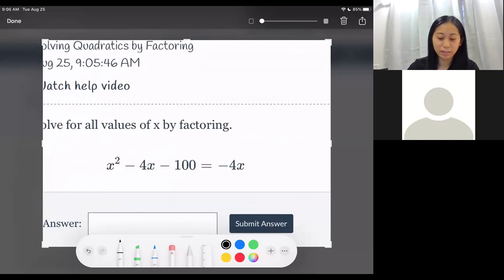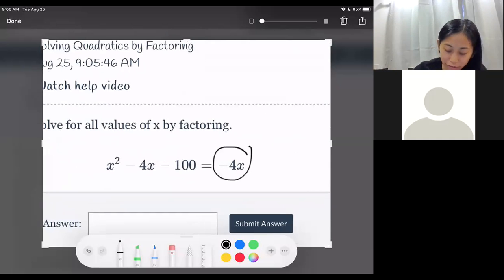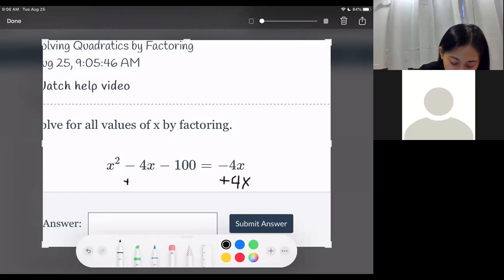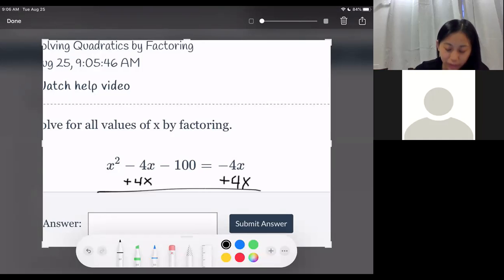And in order to do that, let's make our quadratic equation equal to 0, not equal to that negative 4x. So we're going to move this onto that side. And the way we do that is by adding 4x, slowly, apparently, onto both sides. And then we'll combine like terms.